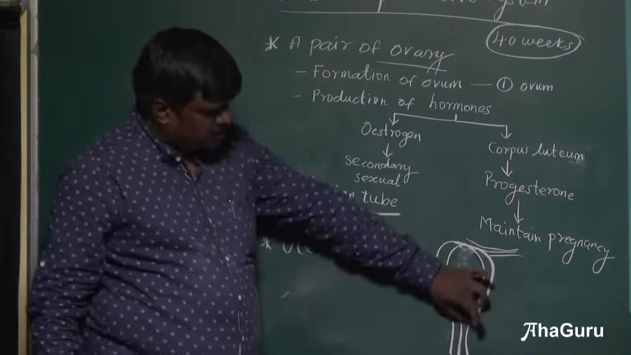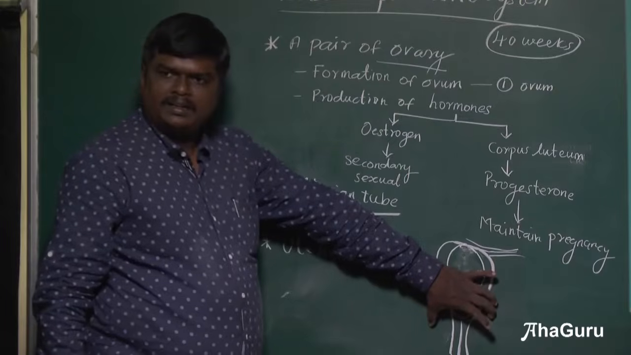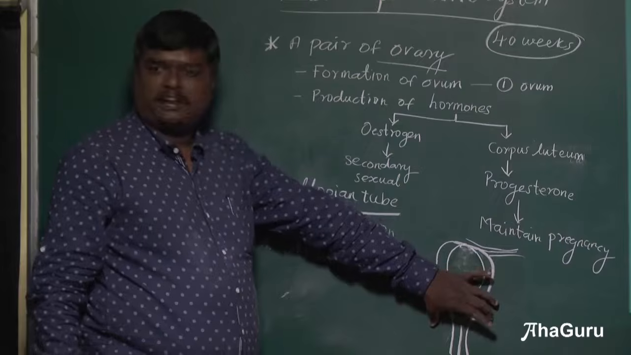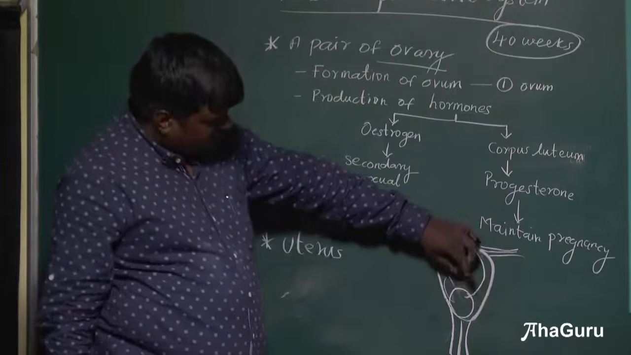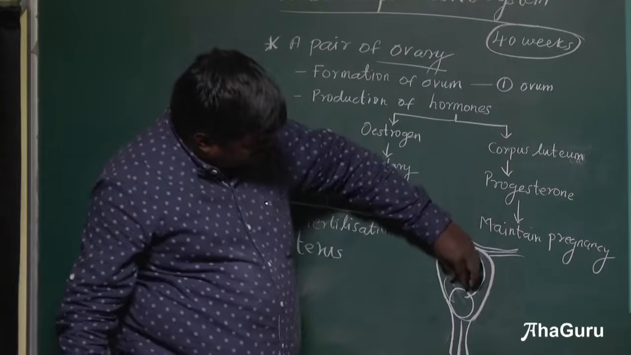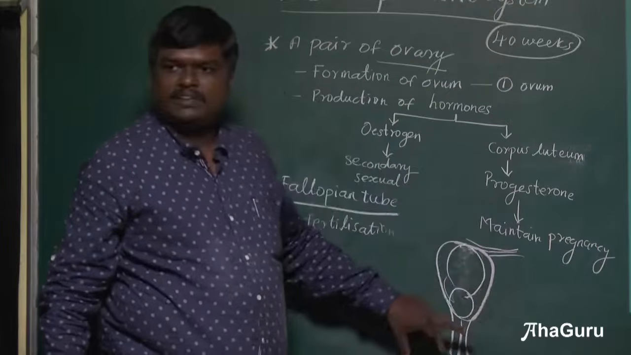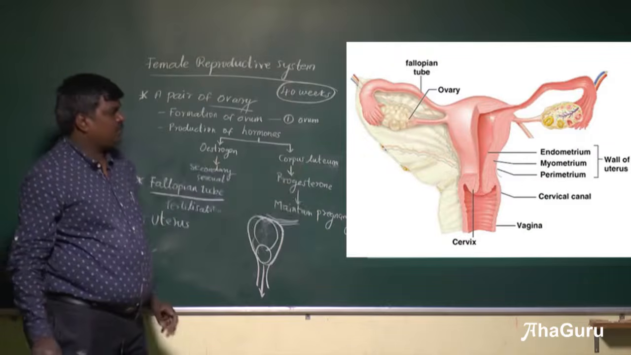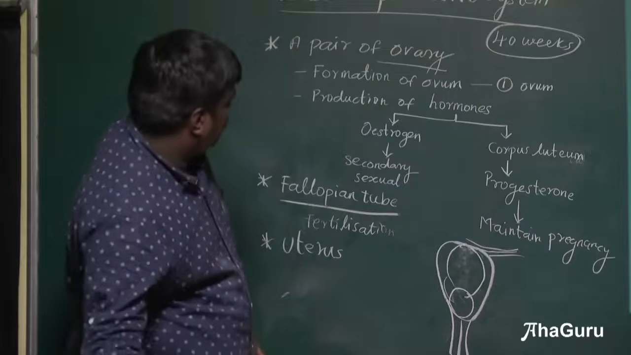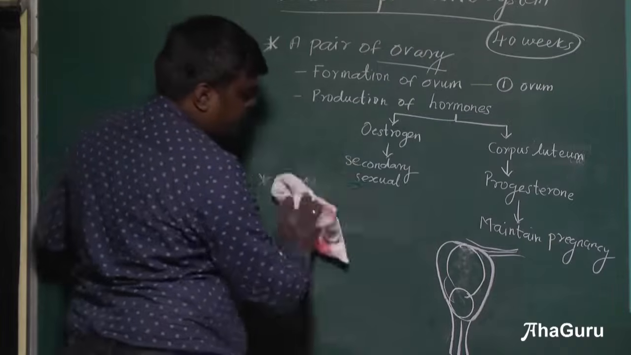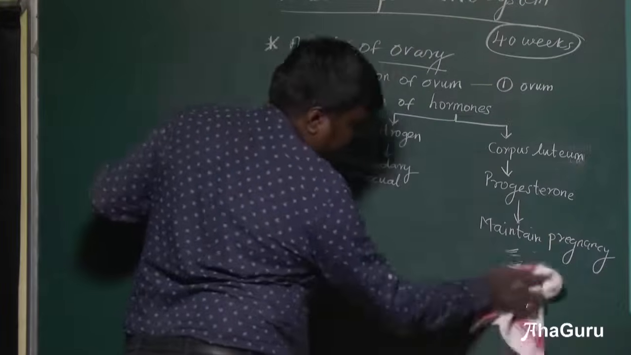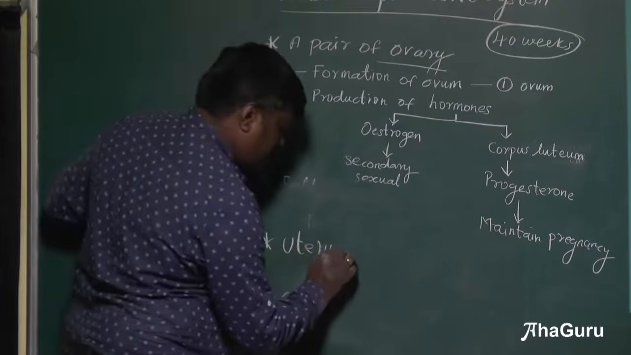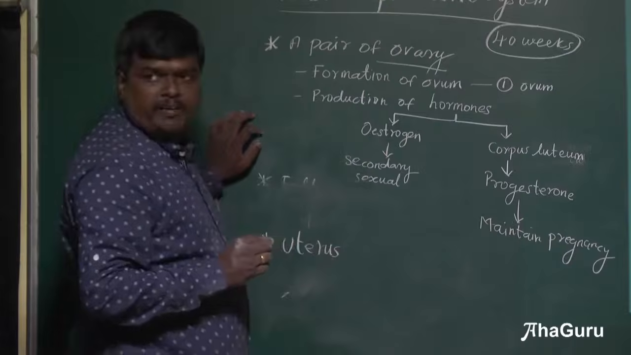The cervical region will expand at the time of pregnancy, giving birth or parturition process. During that time, the whole baby comes out through the cervical canal and through the vagina. So, that is the function of that. And another function about the uterus: it has the three layers, that is endometrium, myometrium and perimetrium.